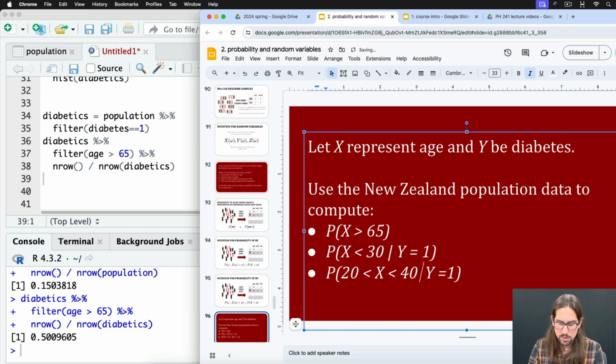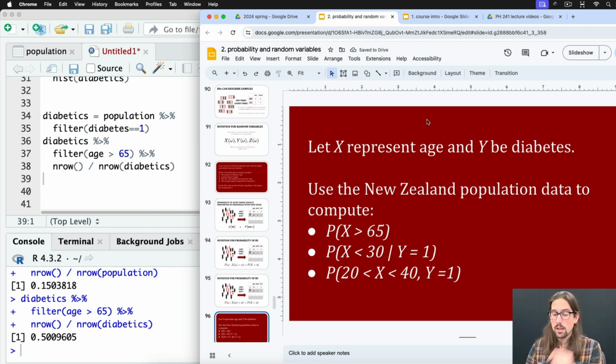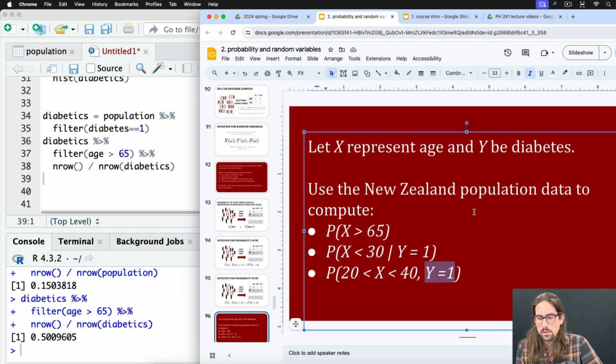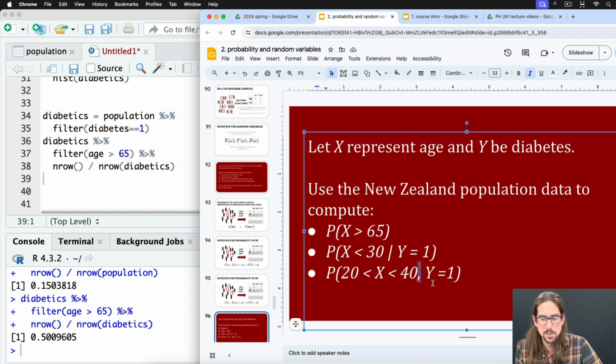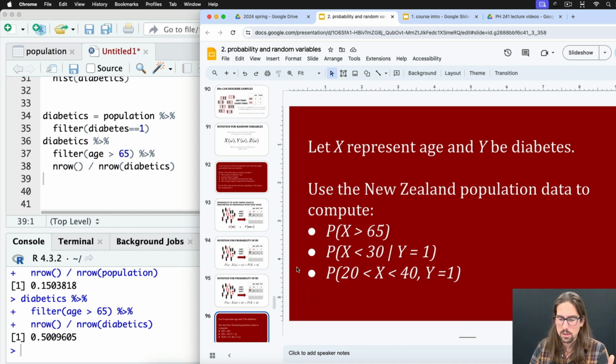And now this last one, the comma, is again a shorthand. People got tired of always writing and here. So when you see a comma, you should interpret it as an and, or an intersection. So this is the joint probability that somebody is between 20 and 40 and they're also diabetic. Why is it like that? Was there any special meaning? No, it's just notation. Somebody started writing it that way, everyone's like, sure, why not, and now we write it that way. So it's just something you have to know. There's nothing special.